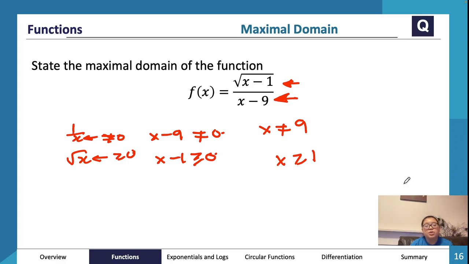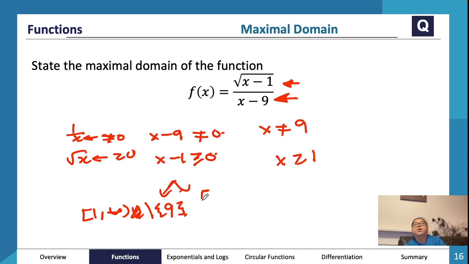Okay, so now we have these two conditions, and what we want to do is conjoin those two conditions together, right? So we have x is bigger or equal to 1 and x does not equal 9. So there are two ways you can write it. You can either write 1 to infinity union, excluding 9, or you can write it something like 1 to 9 union with 9 to infinity. Okay?